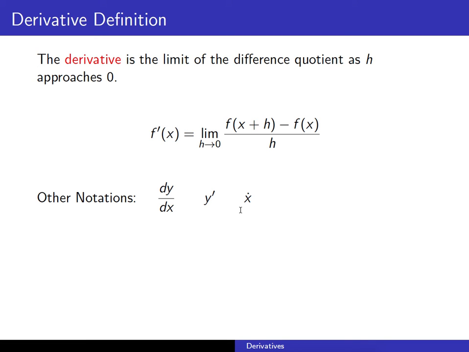And then even another one, this one dates back to Isaac Newton, is taking your input variable, your independent variable, and putting a dot above it. Although we don't really use this notation too much today, but it does exist.